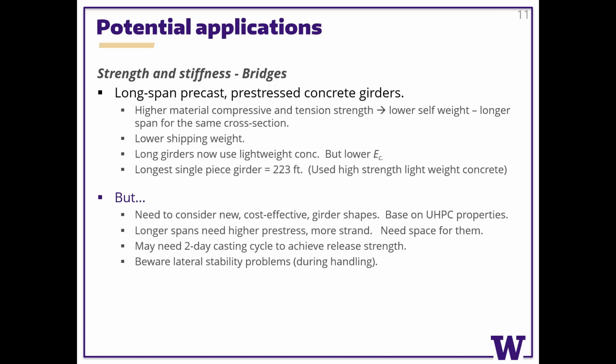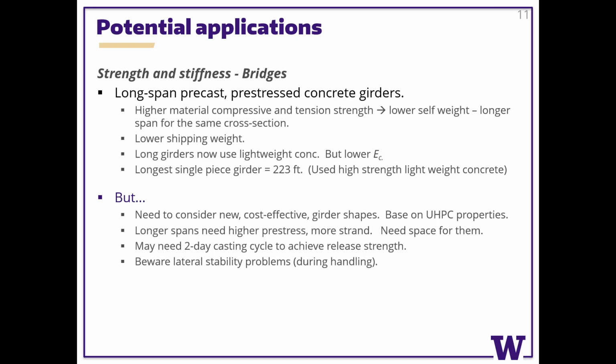But if we are going to go longer than that, and it seems that the length of these girders is continually increasing, and therefore we will be going longer, a material which has a higher compression and tension strength would allow you to use less of it. That would give you a lower self-weight, and therefore you could go with a longer span for the same cross-section. It would also lower the shipping weight, which would be certainly a convenience. Right now, these very long girders have to use lightweight concrete because the shipping weight would otherwise be excessive.